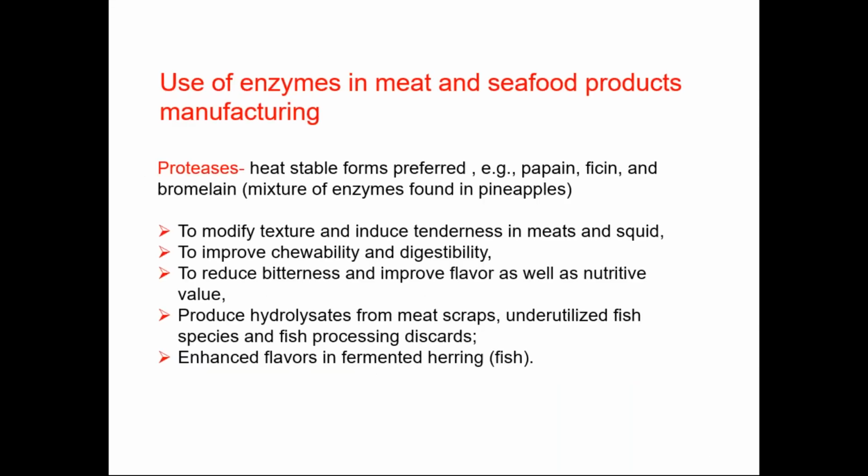Among the enzymes used in meat and seafood products, we have already looked at papain, ficin, and bromelain, which are used for tenderness. This improves chewability and reduces bitterness. These enzymes, like papain, ficin, bromelain, and other proteases, are used to produce hydrolysates of the offals or unused parts of the meat. They are also used to enhance the flavor in milk.